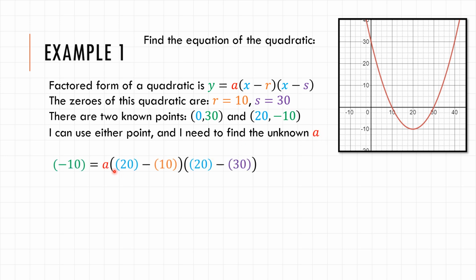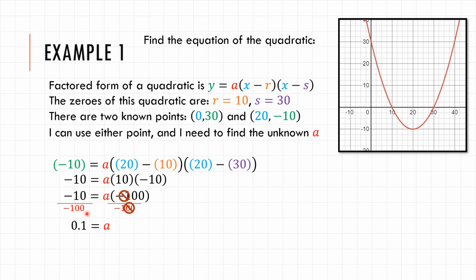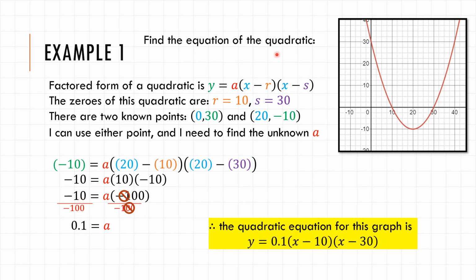I chose the vertex, but you could have easily chosen this if you wanted to stick to no negative numbers because you don't like them. But anyways, you'll see that we get to the same thing. 20 minus 10 is 10. 20 minus 30 is negative 10. 10 times negative 10 is negative 100. And divide both sides by negative 100, and we get 0.1. So what is the equation of the quadratic? y equals 0.1 times x minus 10 times x minus 30.